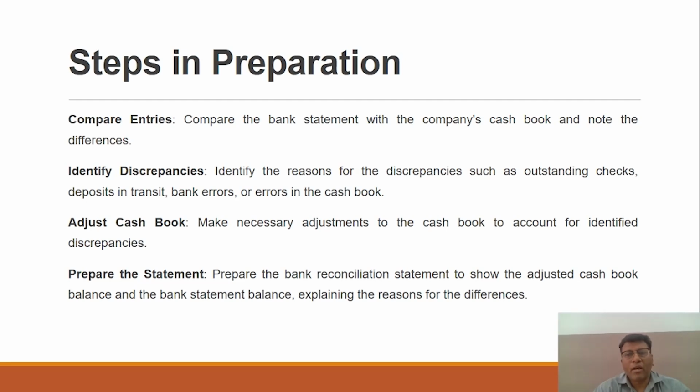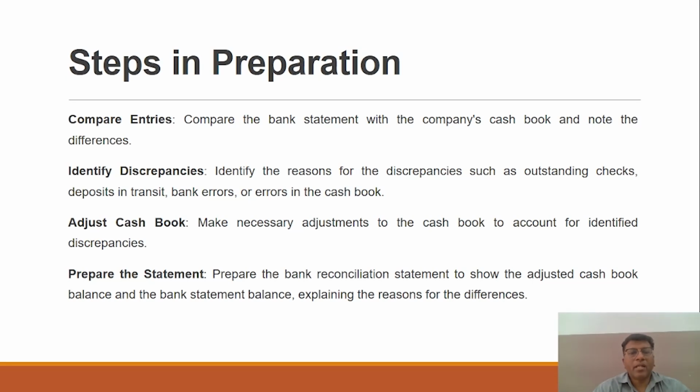So what would be the effect? The effect would be that the balance is not matched, right? So you have to identify this discrepancy by matching both the balances of the books, and that is possible through the bank reconciliation statement. So you have to identify the discrepancy. This is the second step.